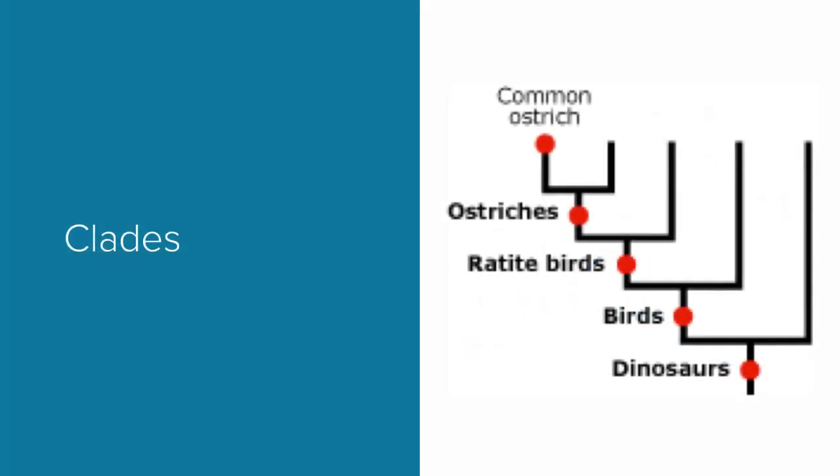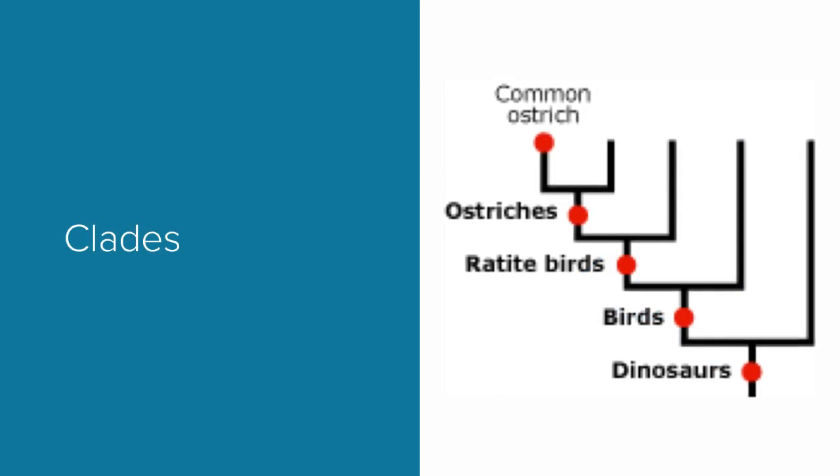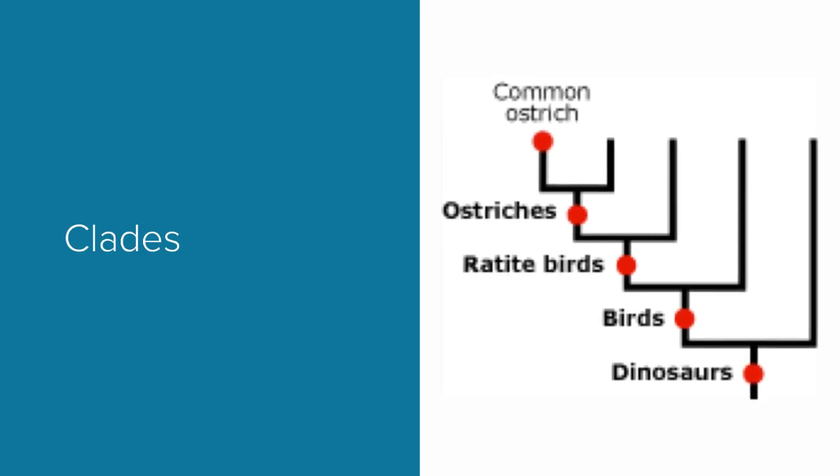Clades include a common ancestor and all of its descendants. And as you can see from this diagram, all clades are actually nested within a larger one. And clades are actually the same as monophyletic groups because, again, they include the common ancestor and all of its descendants.